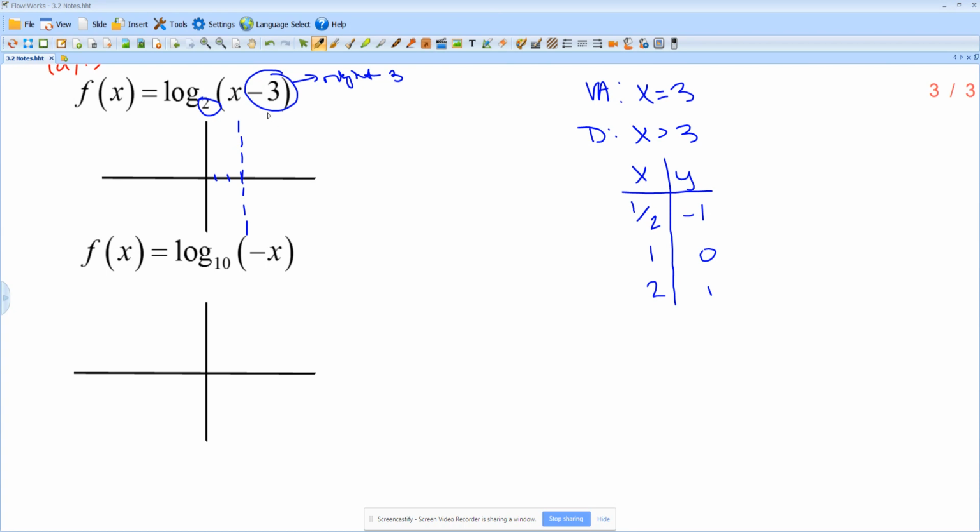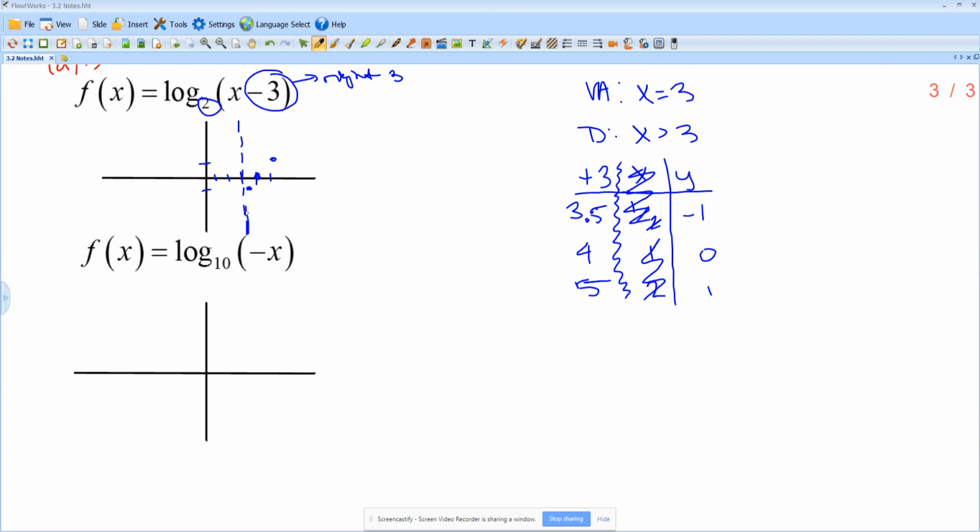So the only change I have happening here is I'm going to the right 3. That means what I'm doing to my x values, and only to my x values, is adding 3. If I add 3 to 1/2, I get 3.5. It's totally fine if you leave that as a decimal. 3 to 1 would be 4, and 3 to 2 would be 5. So now I'm not plotting these x values. Those were the basic x values, but I shifted them. So this will become (3.5, -1), (4, 0), and (5, 1).